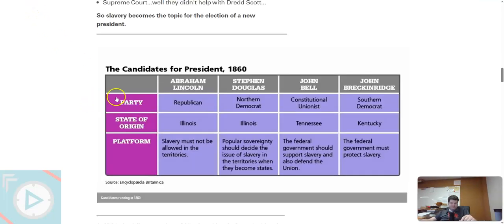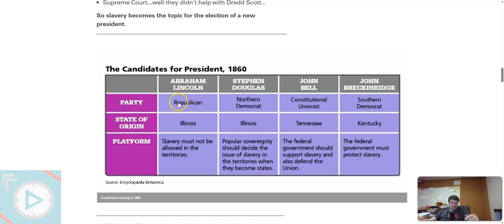And what makes this election different is we've got four parties at play. Well, three parties and one of them split. We have the Republicans, the Northern Democrats, the Constitutional Unionists, and the Southern Democrats. We'll look at each of the candidates one by one.